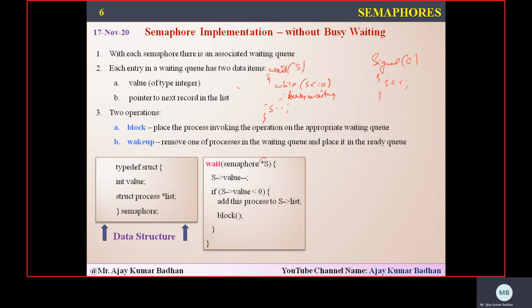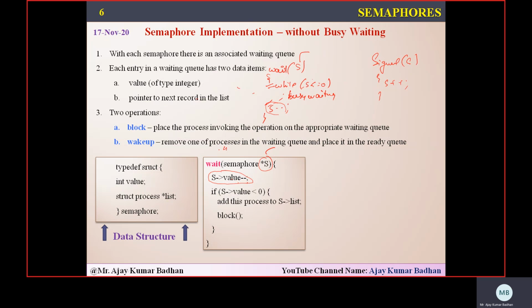Wait, semaphore star S. So this is common. This is the parameter I use. But the only difference I am doing here is S value minus minus. What I'm doing here: with the semaphore earlier, we check the condition, and if the critical section is available, then we decrement it. But in this case, I'm initially decrementing it. I'm not bothered about the condition. I'm simply decrementing it.